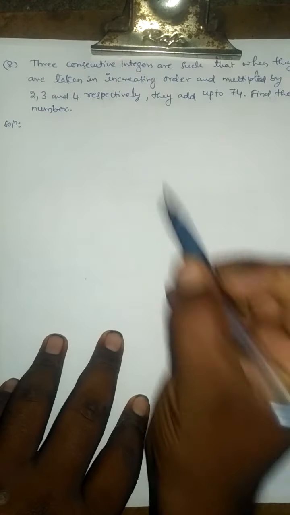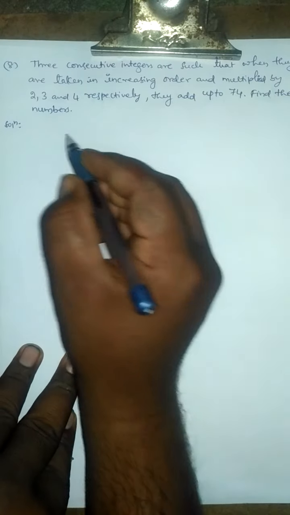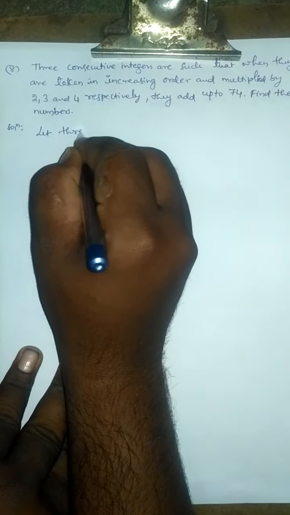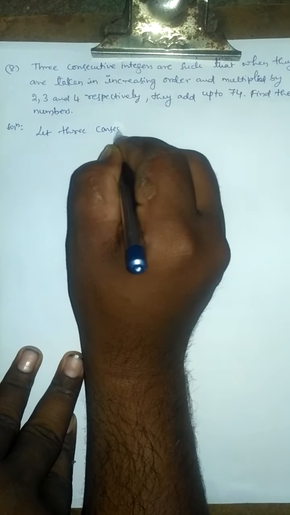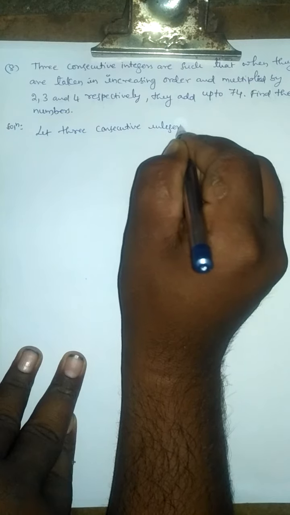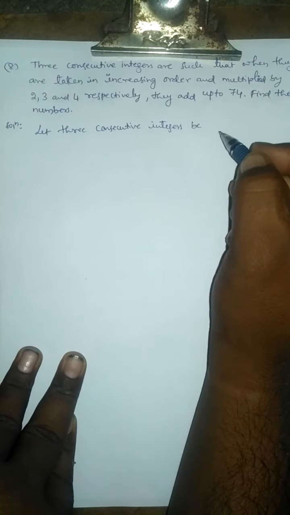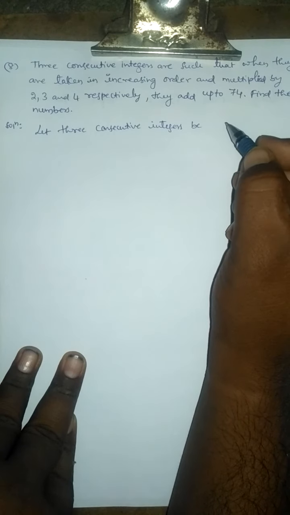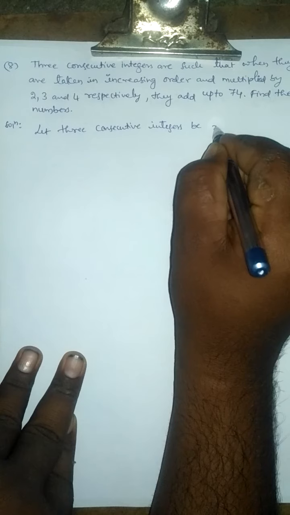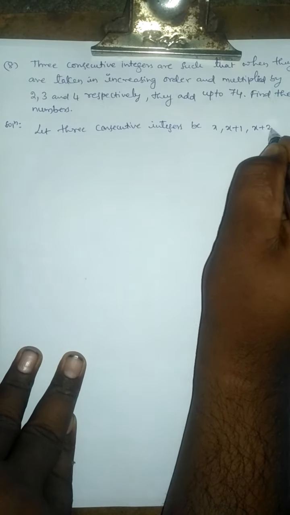First, we have to consider three consecutive integers. How to consider three consecutive integers? Let x, x plus 1 and x plus 2 be three consecutive integers. Three consecutive integers means three continuous numbers. So those numbers we have to consider as x, x plus 1 and x plus 2.